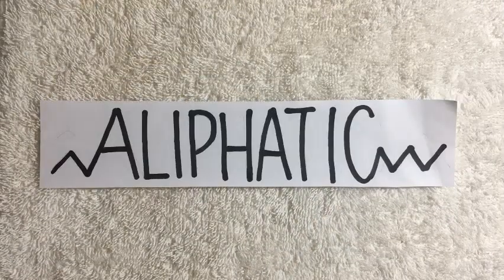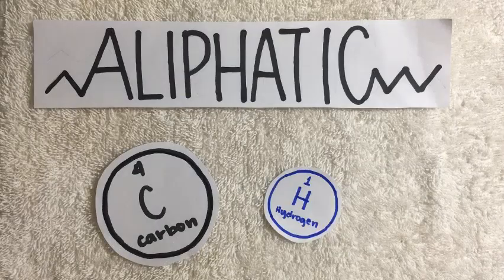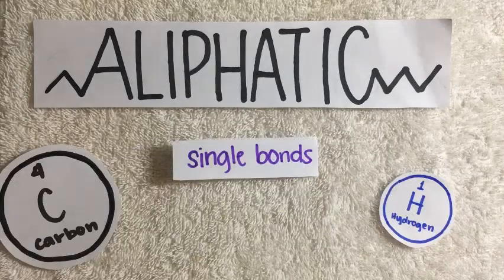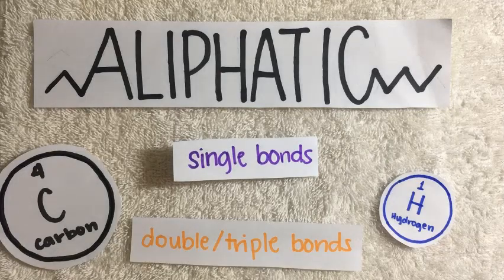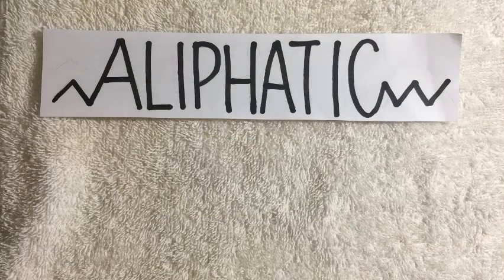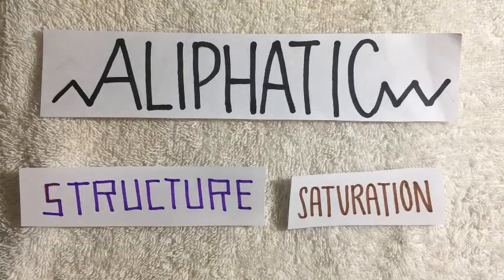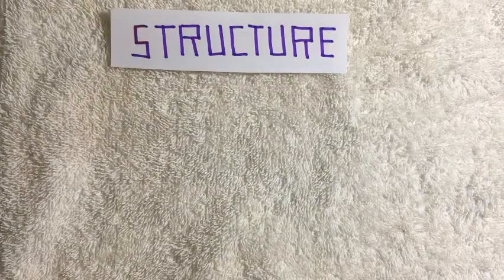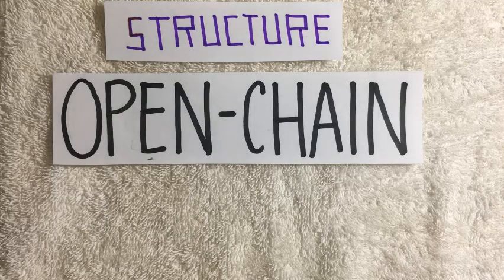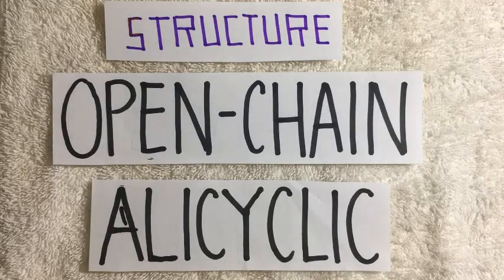First, we will talk about aliphatic compounds. Aliphatic compounds are compounds containing carbon and hydrogen, which may contain single, double, or triple bonds. These compounds can be further classified based on their structure and saturation. In terms of structure, aliphatic compounds can be classified into two, open chain and alicyclic.